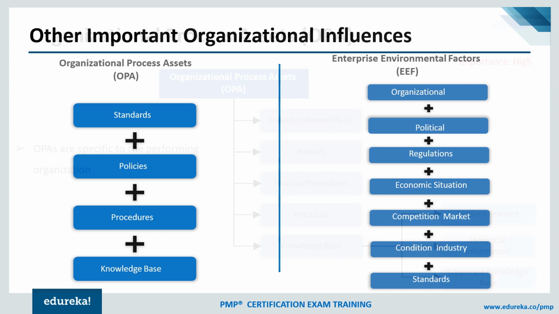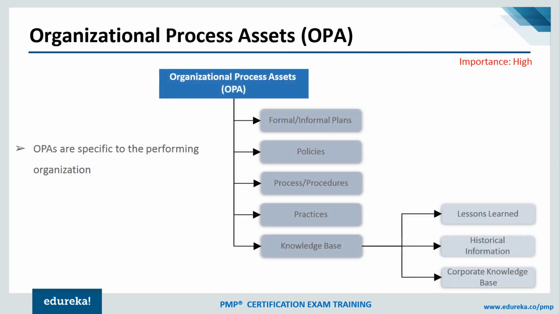And then your industry standard, you must follow certain standards like your ISO standard, your SOX compliance. So these are the inputs which may force you, or may guide you to add some additional work in your project. So these are the factors which you must consider. Let us look at in detail what this OPA covers. So now an important point is OPAs are specific to the performing organization. Enterprise environmental factor, the same environment can affect multiple organizations, but OPAs are specific to the performing organization.